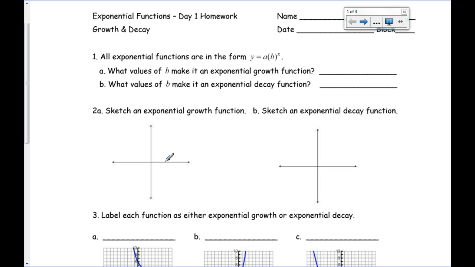So the first thing you need to know is that all exponentials are in this form. Y equals A times B to the x power. A is your initial value, and B is your rate of growth or decay.